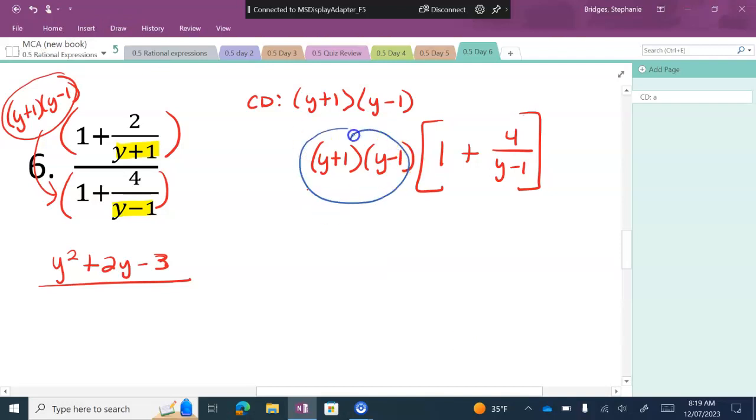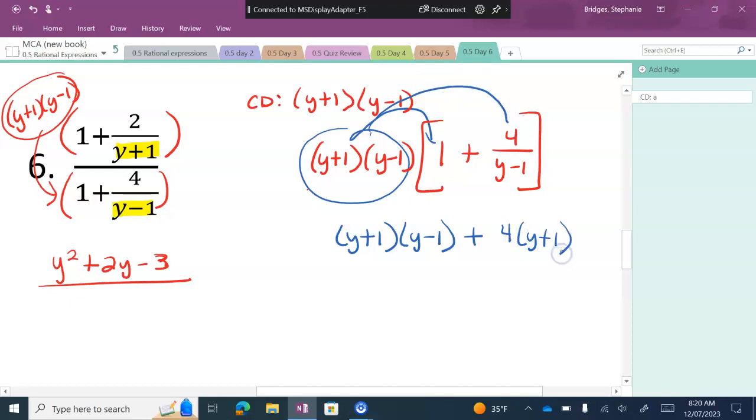We're going to take these two and we're going to multiply them by 1, which just gives me y plus 1 and y minus 1. And then we're going to do the same thing for the second part. Y plus 1 times y minus 1 is going to be multiplied by 4 over y minus 1. What can cancel there? Y minus 1. So for that second part, I would just have 4 times y plus 1.